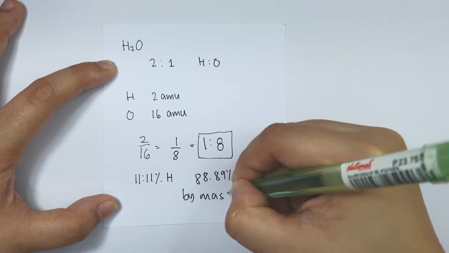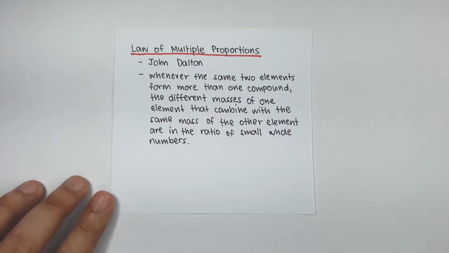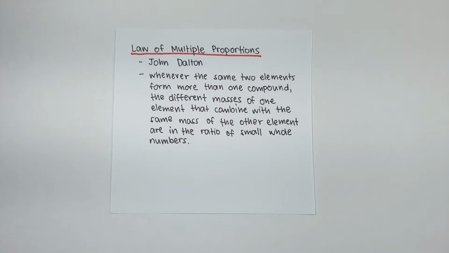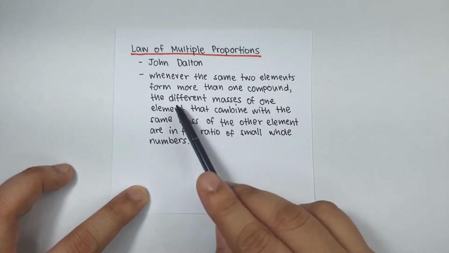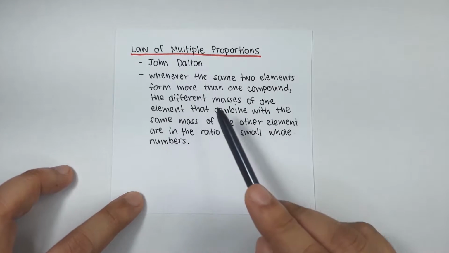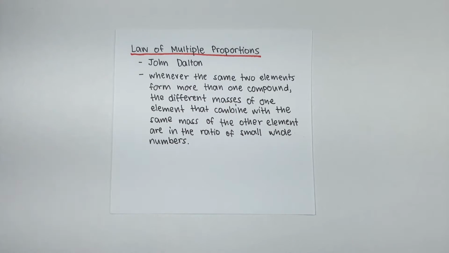The last one is the law of multiple proportions by John Dalton. So he said, whenever the same 2 elements form more than one compound, the different masses of one element that combine with the same mass of the other element are in the ratio of small whole numbers. It's a bit complicated, but let's break it down.